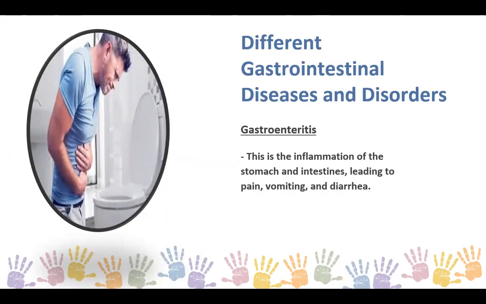Third is gastroenteritis. This is the inflammation of the stomach and intestines, leading to pain, vomiting, and diarrhea. It can be caused by bacteria or viruses from contaminated water. One form of gastroenteritis is dysentery, wherein blood is also discharged from the intestines.